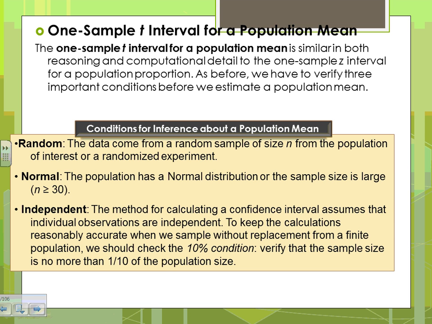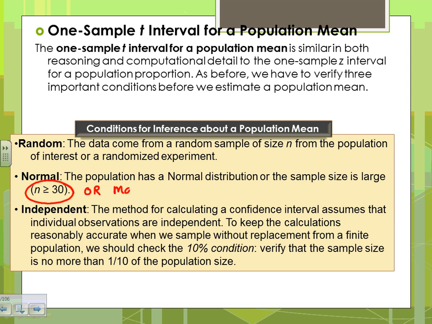Okay, so you still have to check your conditions. You must check conditions unless the problem says conditions are already met. Always check your conditions or you're going to lose a lot of points. Random: the data comes from a random sample of size n, and that's usually stated in the problem. Normal: n needs to be greater than or equal to 30 for means. Remember, for proportions, n times p and n times 1 minus p have to be greater than or equal to 10. But for means, n has to be greater than or equal to 30.